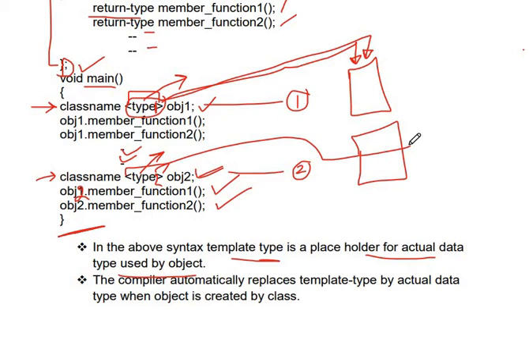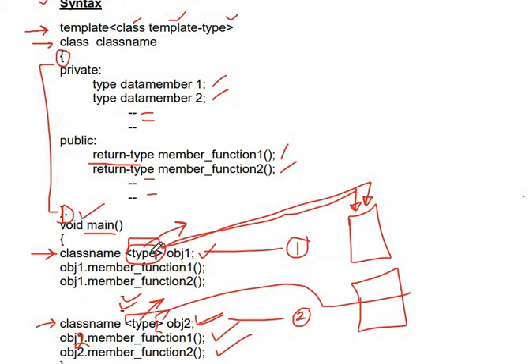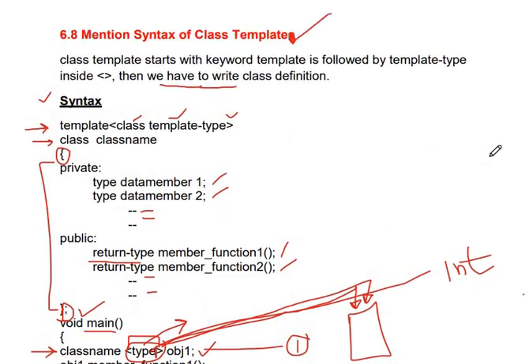Now look at this point. The compiler automatically replaces the template type by the actual data type when an object is created by the class. For example, in the place of type 1, let us consider I have written int. Then during the compilation, what happens? The compiler replaces this template type by the actual data type, that is int.